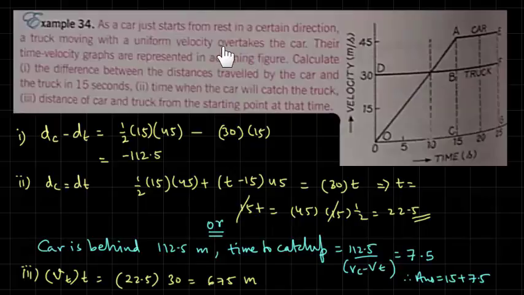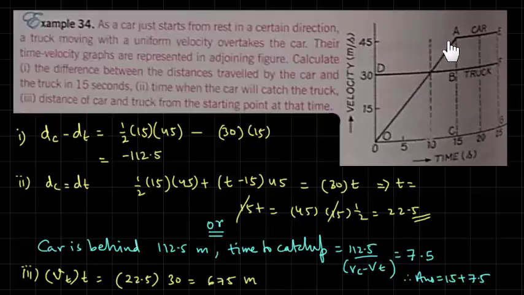This is an interesting problem. As a car just starts from rest in a certain direction, a truck moving with a uniform velocity overtakes the car. Their time velocity graphs are represented here. Calculate the difference between the distances travelled by the car and the truck in 15 seconds. Difference between the distances travelled.